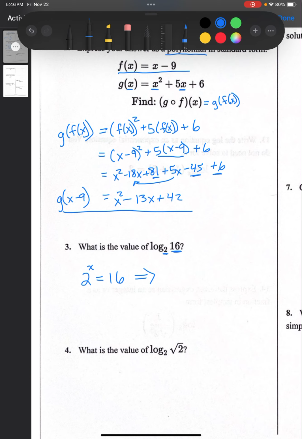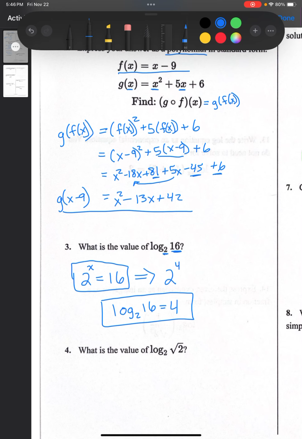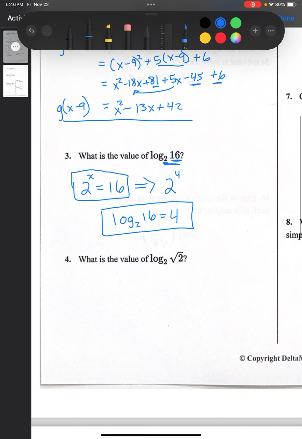You'll get more familiar with this, but 2 to the 4th is 16. So the answer of log base 2 of 16 equals 4. This is what you're wanting to get, but this is the formula you want to remember from here.